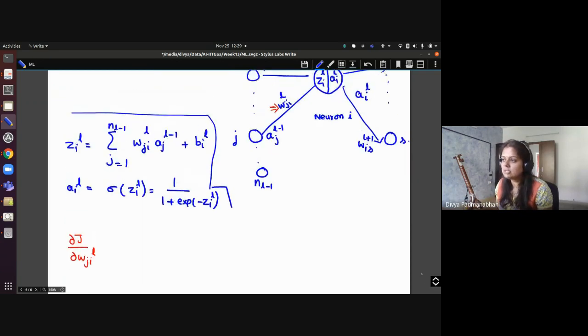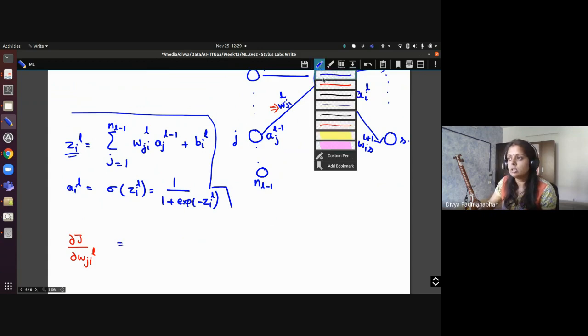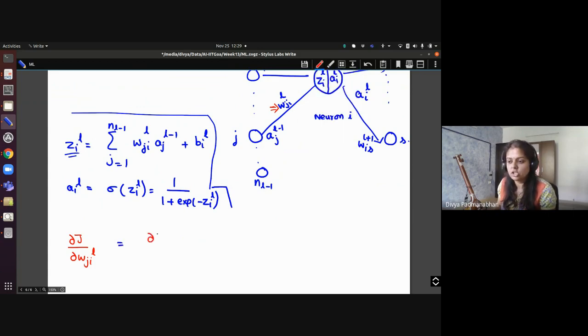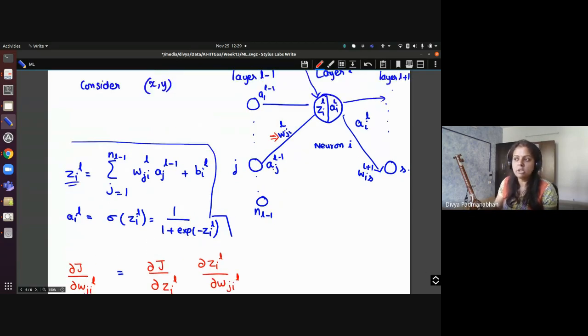So to find the derivative with respect to W_ji, what immediately uses W_ji is the Z's, right? So you can compute this by using the chain rule: dou J by dou Z_i^L times dou Z_i^L by dou W_ji^L, right? Because W_ji^L, the only place where it comes is in the computation of Z_i^L.